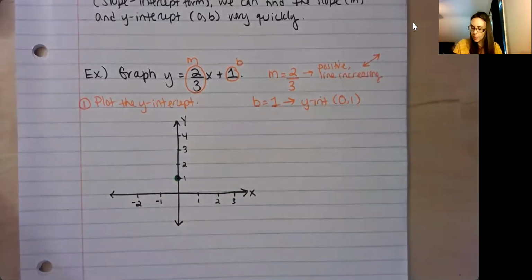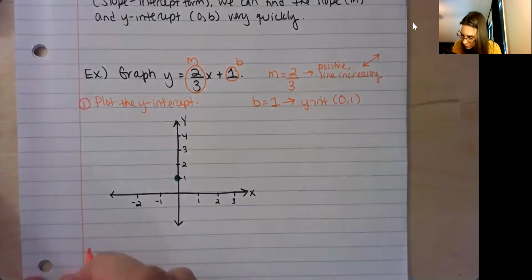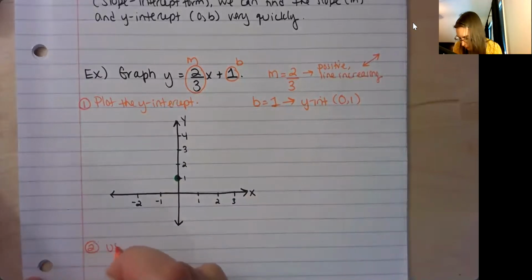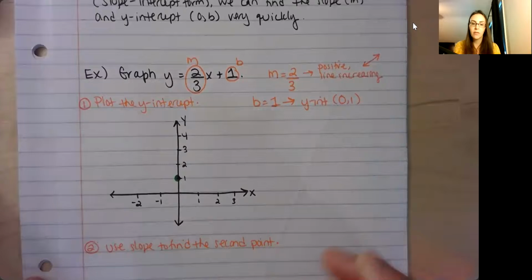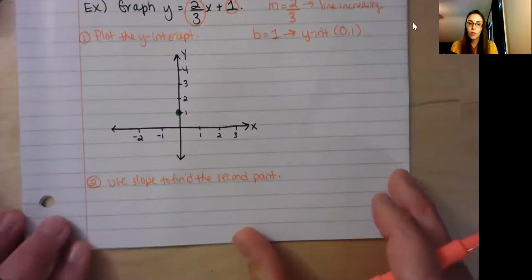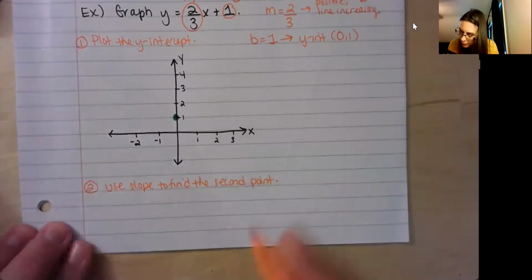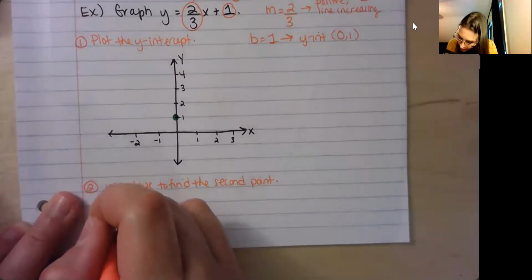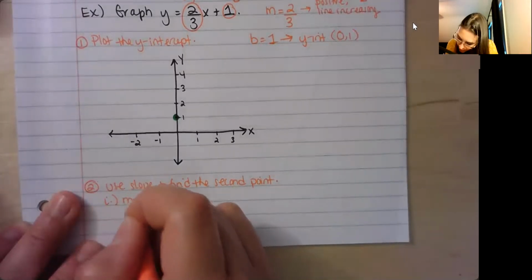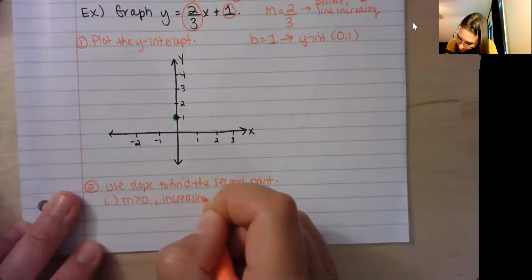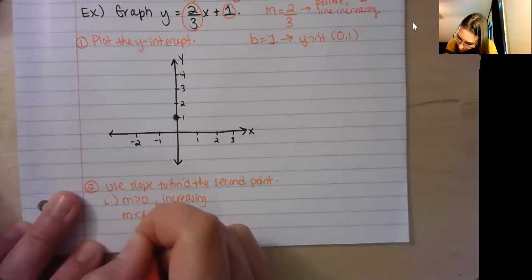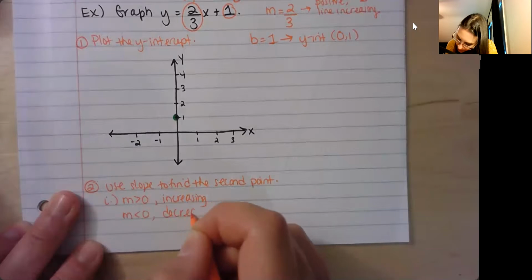And now I'm going to go ahead and use my slope. And you're going to use the slope to find the second point. So 2 things you have to think about. So 1, call it I, is if your m is greater than 0, then you want to remember that you're going to be increasing. And if your m is less than 0, you're going to be decreasing.